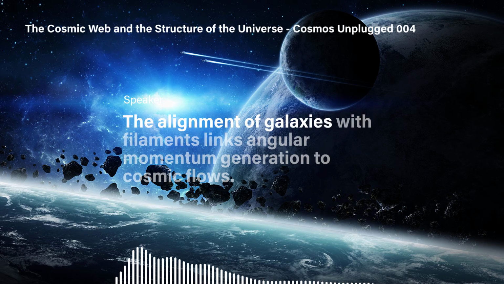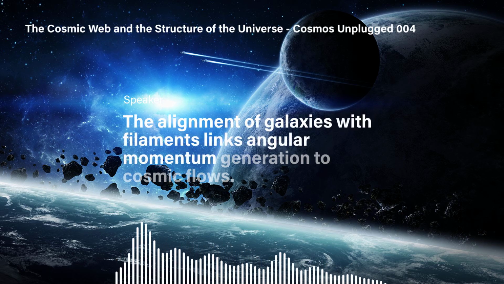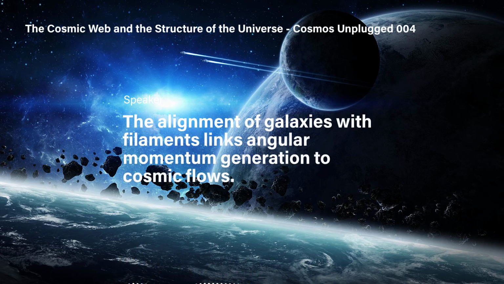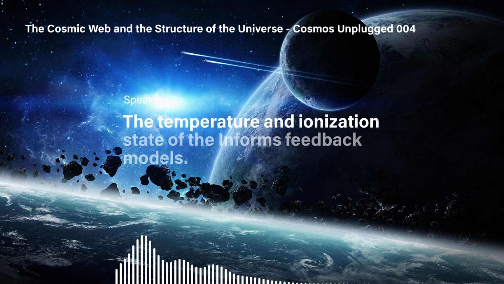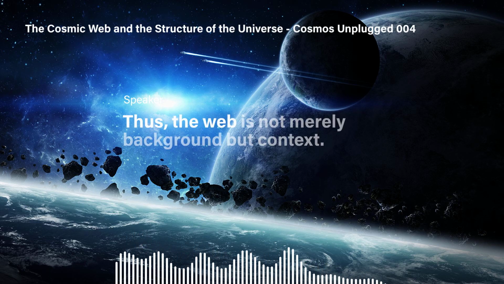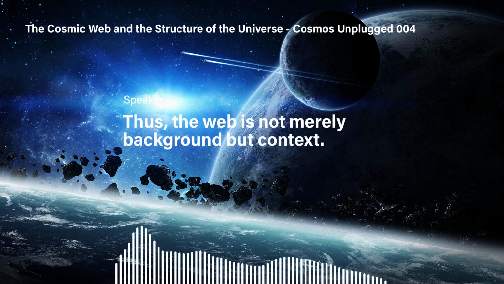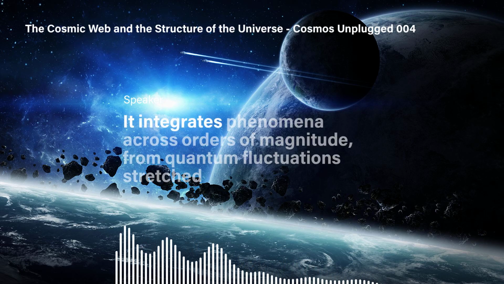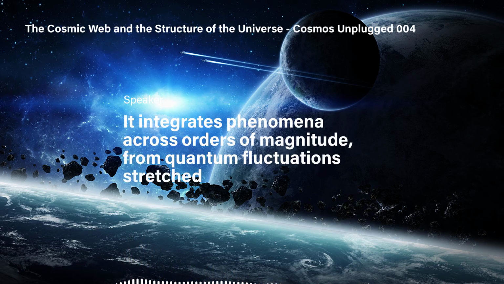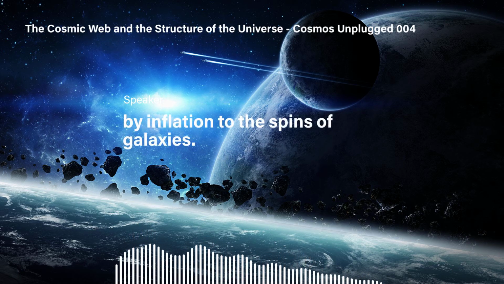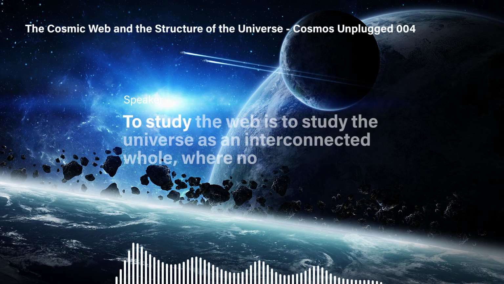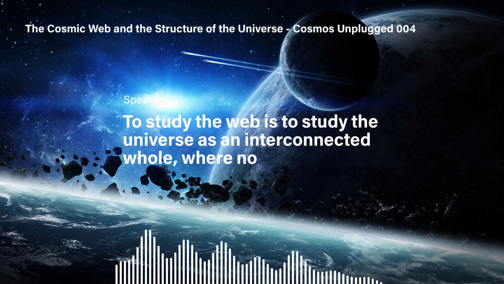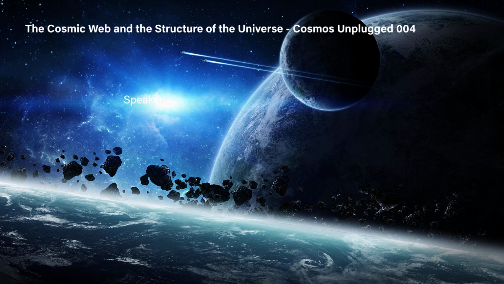The alignment of galaxies with filaments links angular momentum generation to cosmic flows. The temperature and ionization state of the WHIM informs feedback models. Thus, the web is not merely background, but context. It integrates phenomena across orders of magnitude, from quantum fluctuations stretched by inflation to the spins of galaxies. To study the web is to study the universe as an interconnected whole, where no scale is isolated from another.